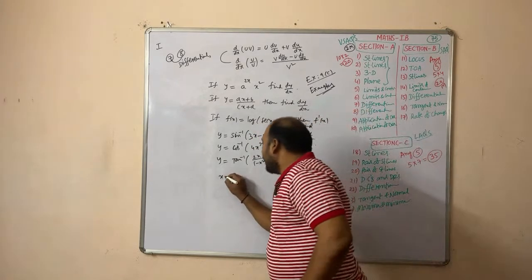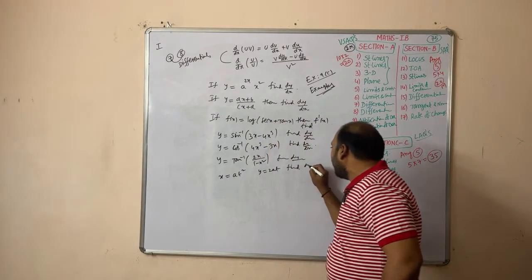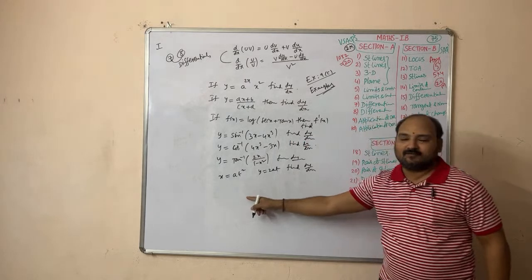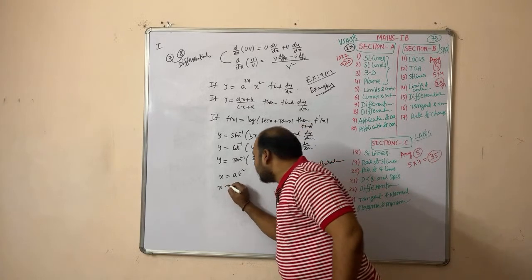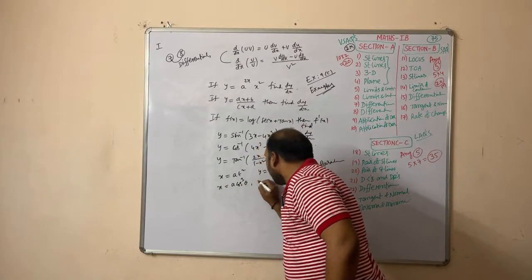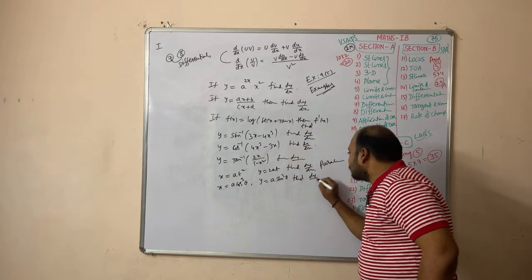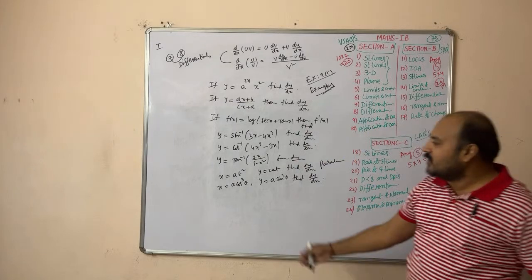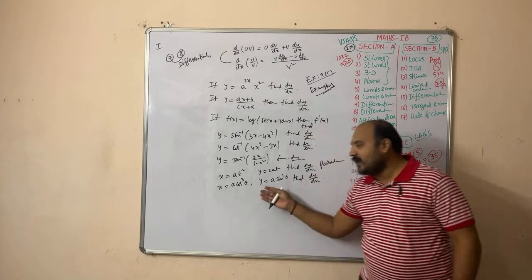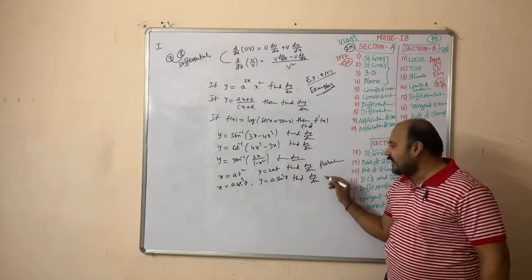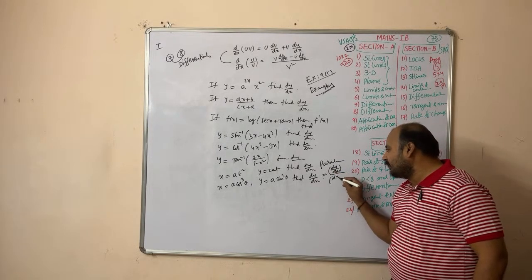Some questions: x is equal to at square, y is equal to 2at, then find dy by dx. Parametric differentiation. Some questions: x is equal to a cos cube theta, y is equal to a sin cube theta, find dy by dx. This is also parametric differentiation. Differentiate with respect to theta: calculate dx by d theta and dy by d theta. After that, dy by dx is equal to dy by d theta whole divided by dx by d theta.